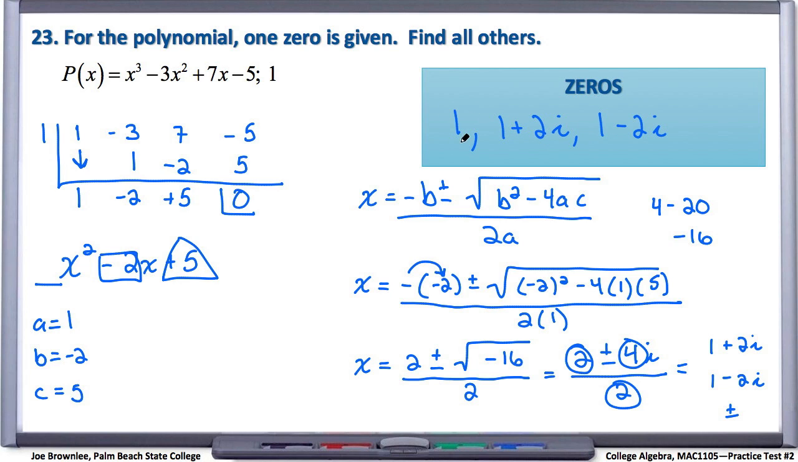All right, but when you write it in expanded form, we have our 1 plus 2i, 1 minus 2i, and then in addition to the 1 that we were given, we now have 3 zeros, and we would expect 3 zeros, right? We started with a third degree polynomial, which tells us we should have 3 zeros at the end.